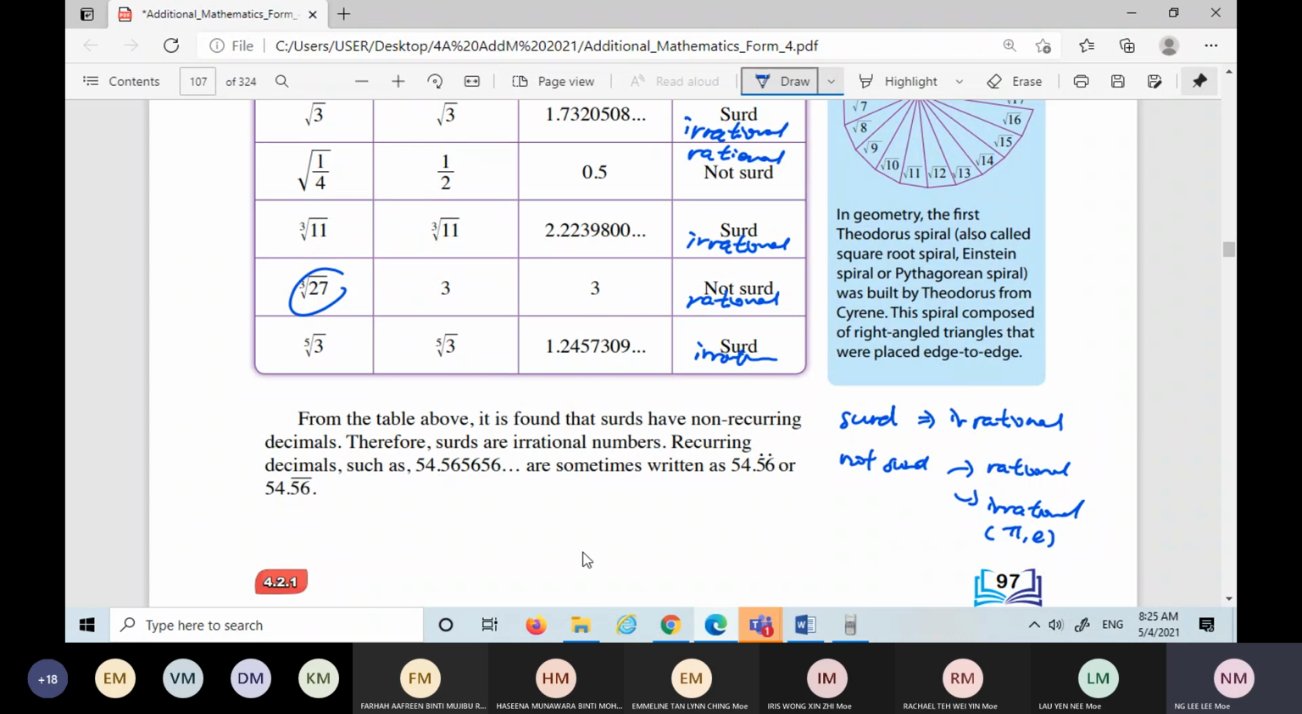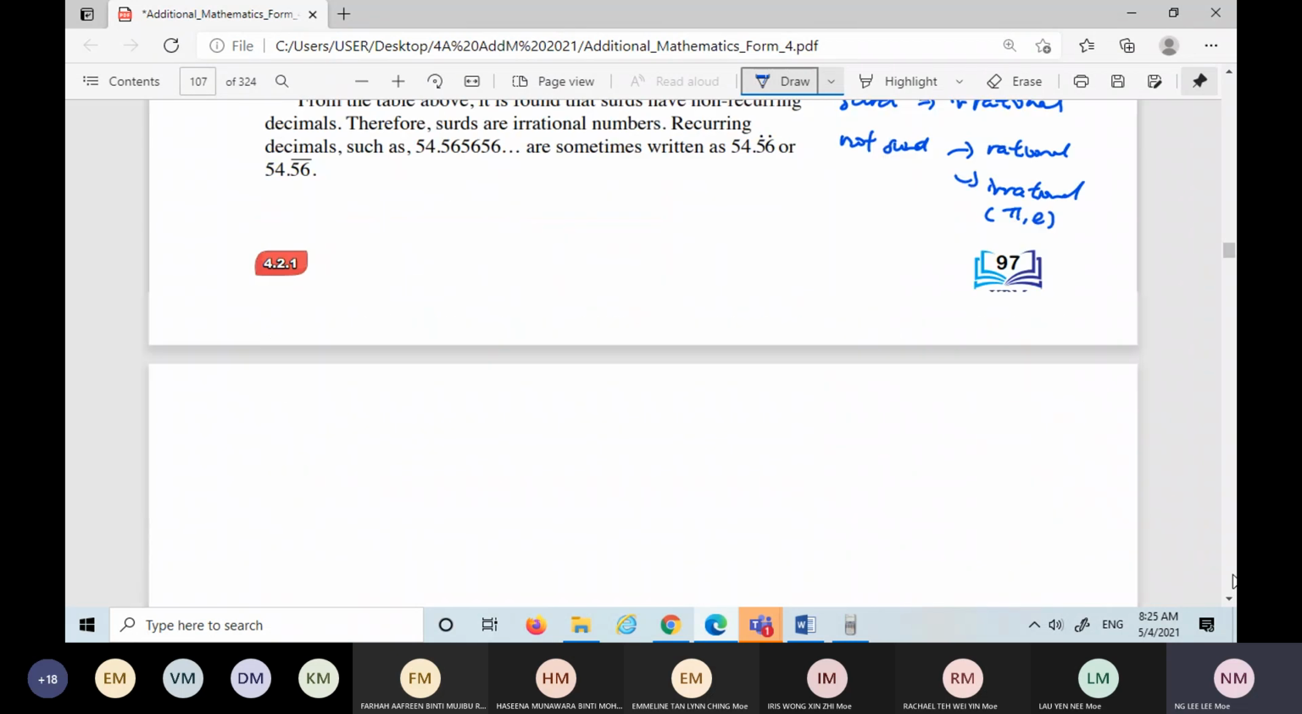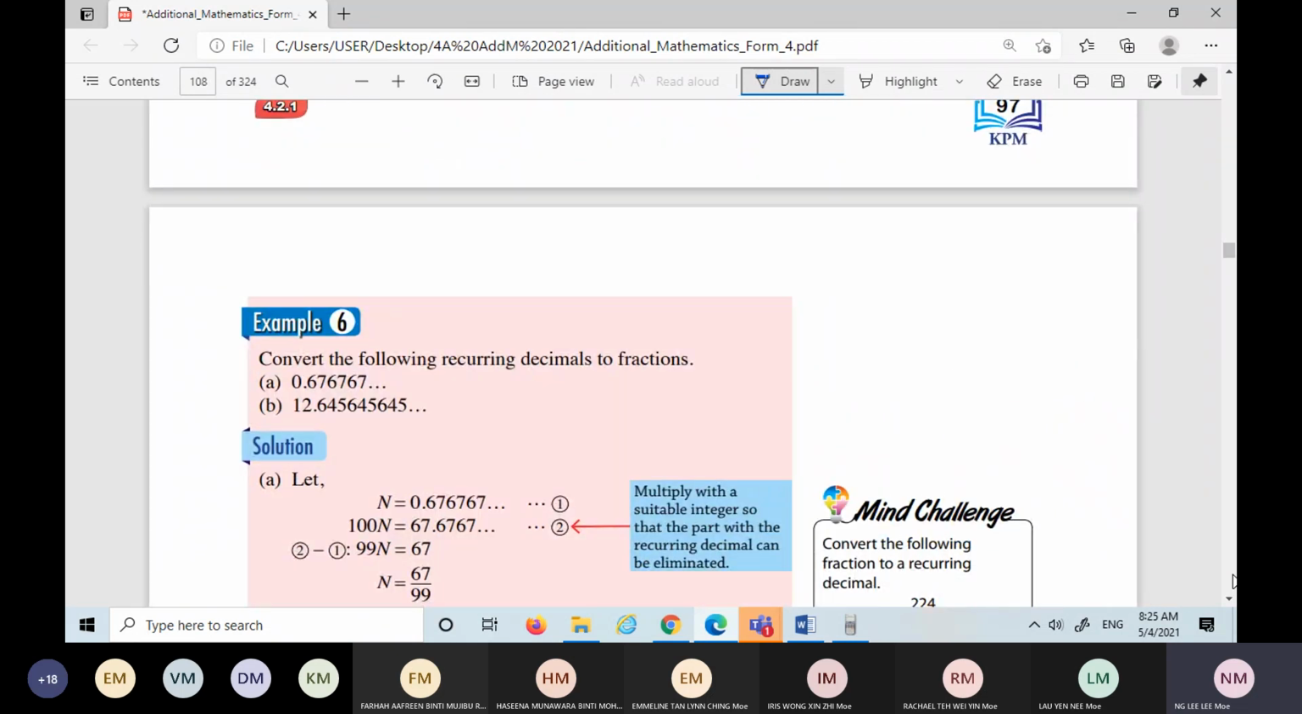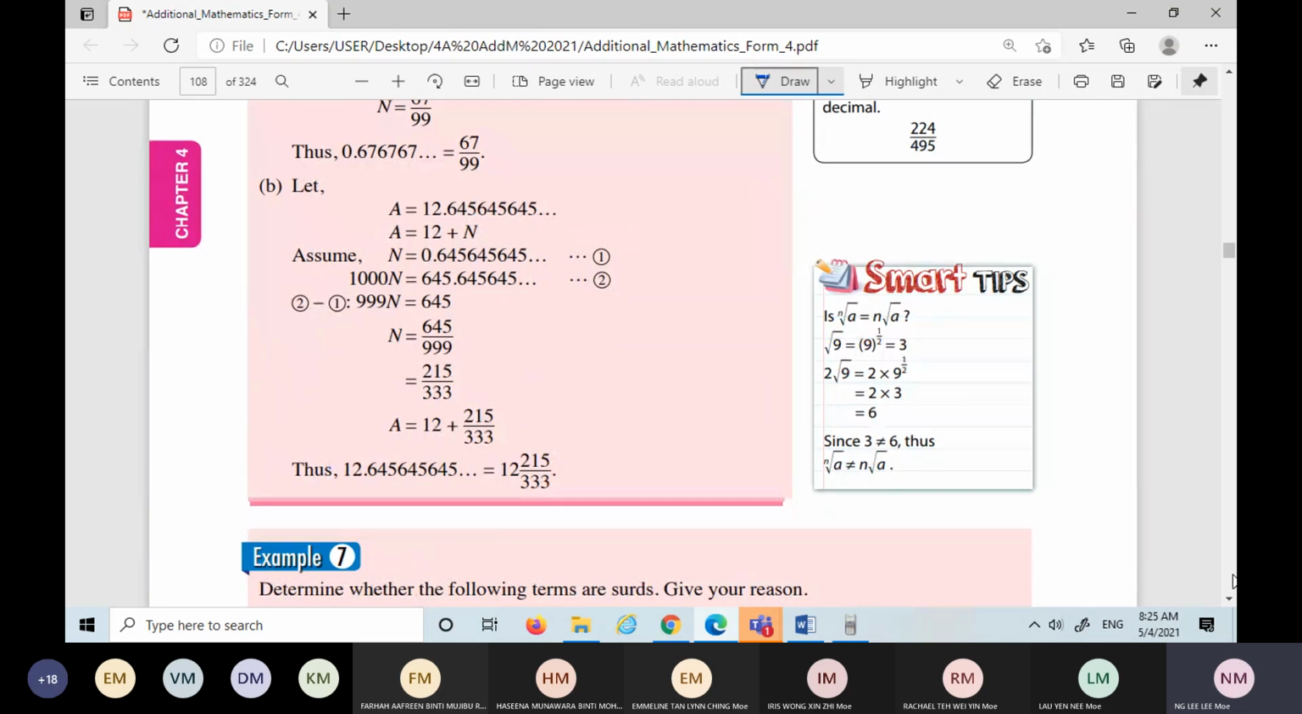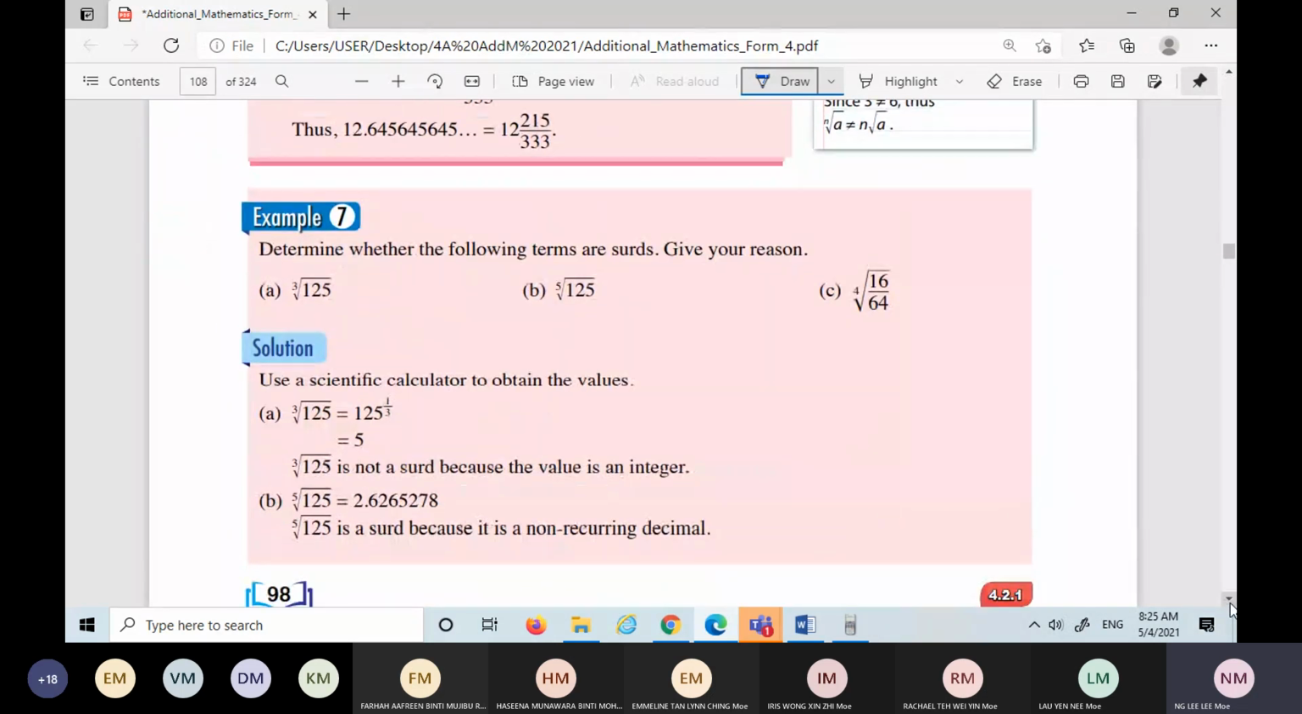Recurring decimals, this one I have gone through with you already. I think I will go through one example only. Example 6 is the one where, from the recurring decimal, you change to fractions. This one I will go through in another lesson. I want to go through with you example 7 only. Determine whether the following terms are surds. Give your reason. Very simple. You use the calculator, check and see whether you can simplify it or not.